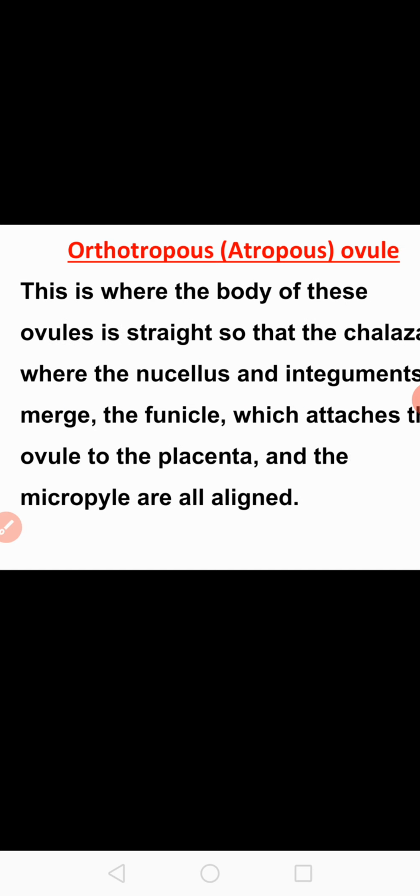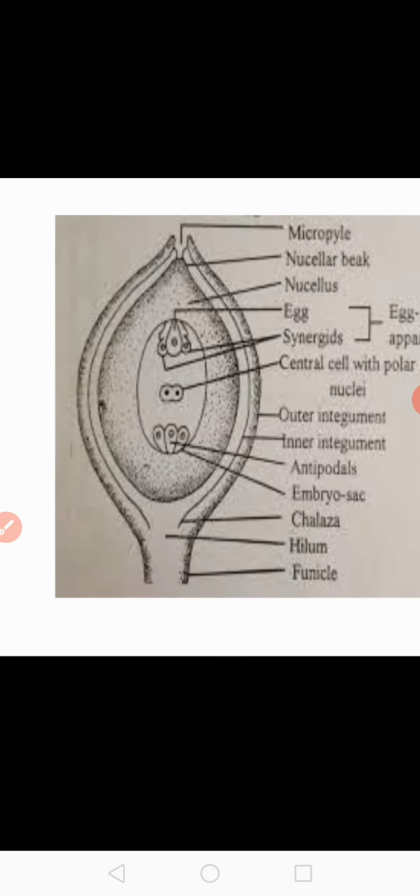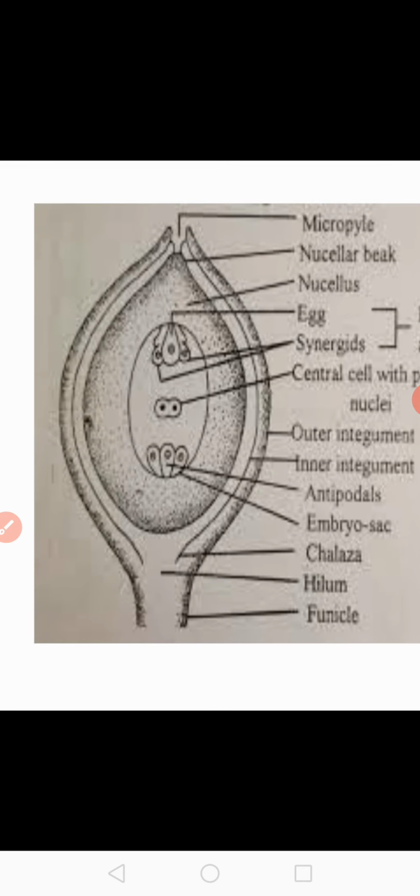The first type of ovule is orthotropous. In this orthotropous ovule, it is a straight ovule, you can see in the picture. And in this type of ovule, the micropyle means which part? It is the tip opening part. The chalaza means the basal portion, and the funicle means the stalk portion. The micropyle, the chalaza, and the funicle lie in the same direction.